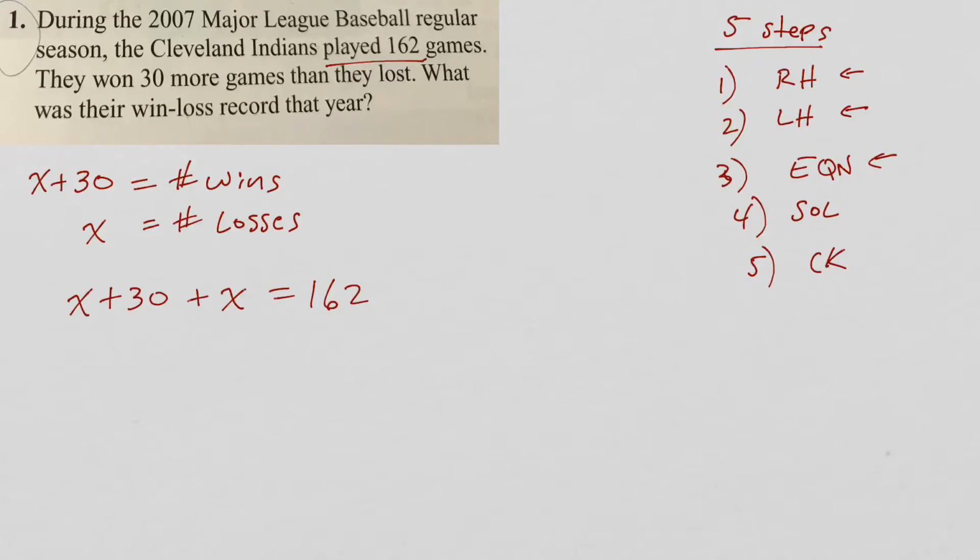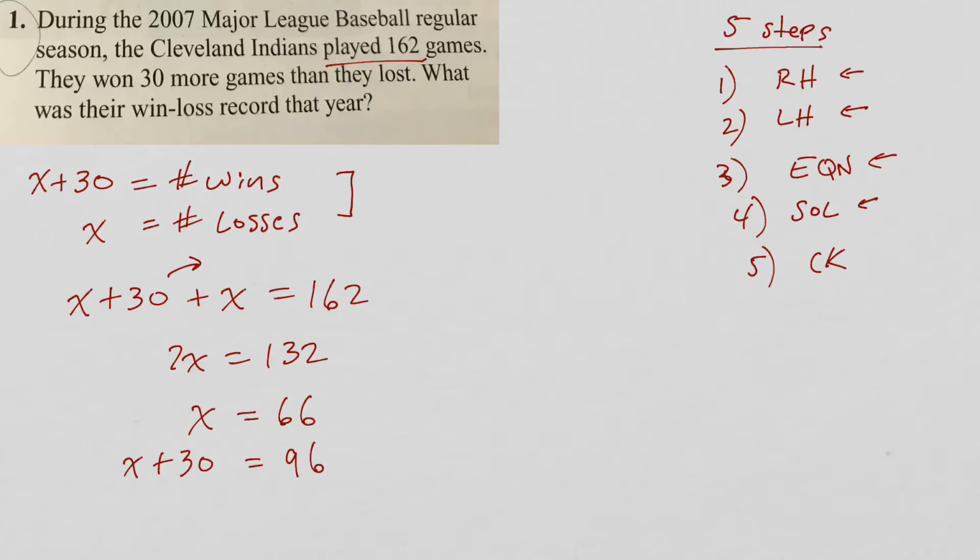Now step 4 is to solve this equation. So we have 2x is equal to, I'll bring the 30 to the other side, 132. I'll divide by 2, so x will be equal to 66. That's only part of the solution. We need to answer everything in the heading. So we need x plus 30. Well, 30 plus 66 is 96.